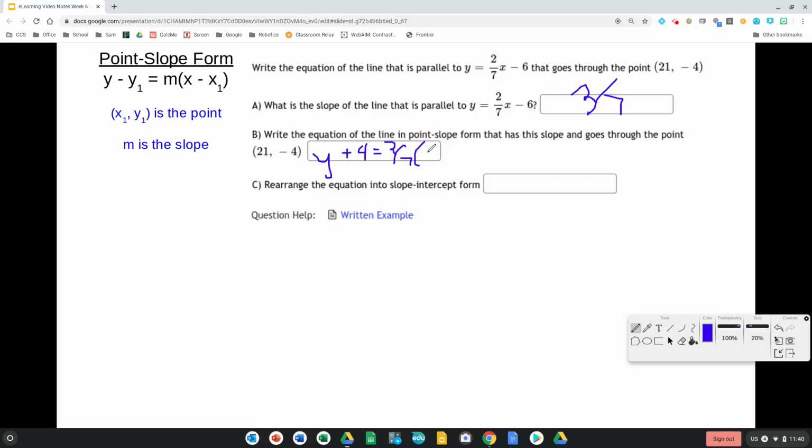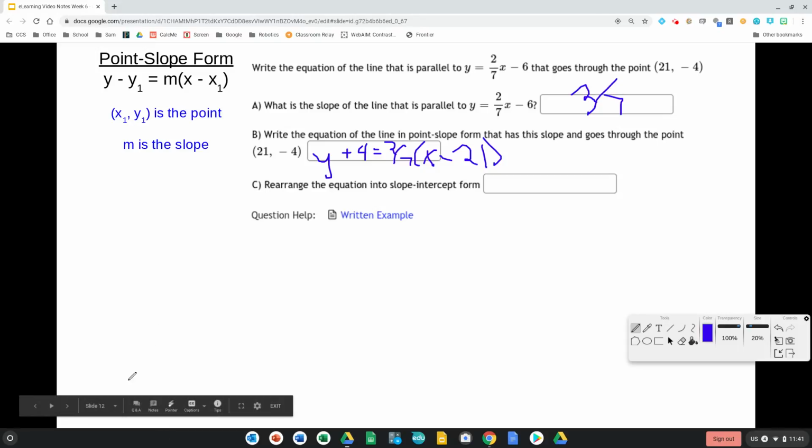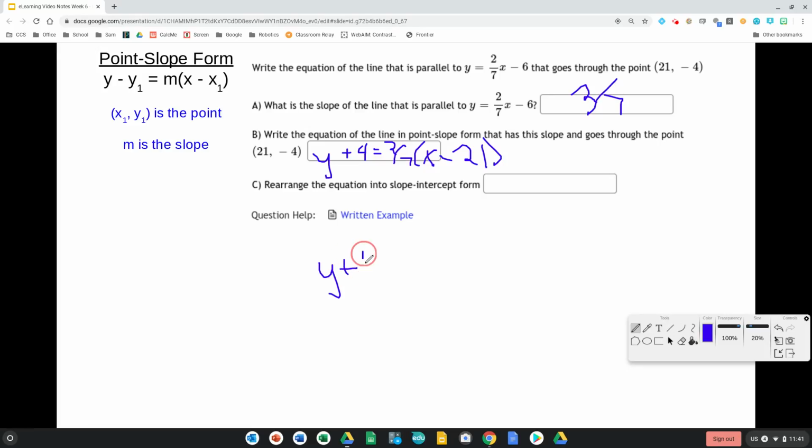Then we put our parentheses and we put an x, and then what number is going to go next to the x? Again, we go to the ordered pair, we see the 21, and so we're going to write down minus 21. Now we just want to rearrange that and put that in slope-intercept form. Remember, to get from point-slope form to slope-intercept form, we first have to distribute. As we distribute, I'm going to write the work down here. It's going to be y plus 4 equals 2/7 x, and then 2/7 times minus 21.